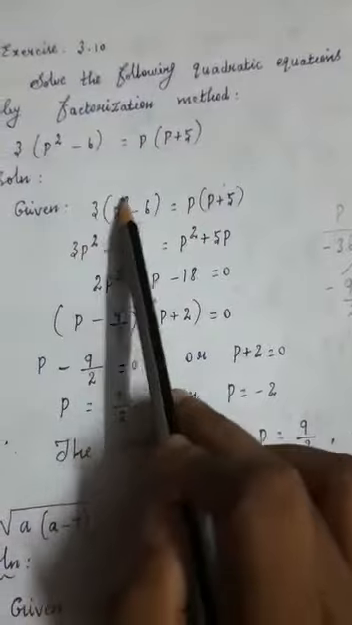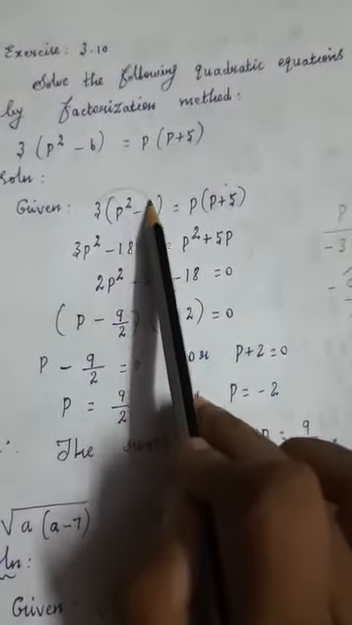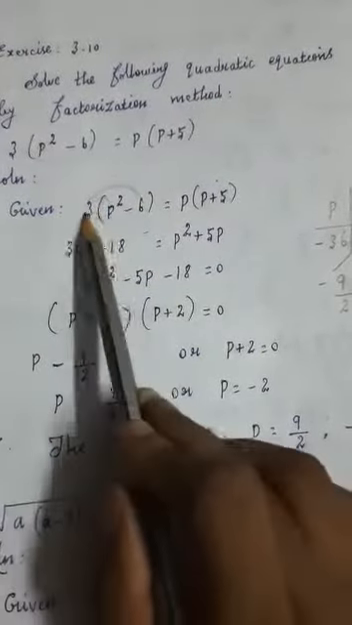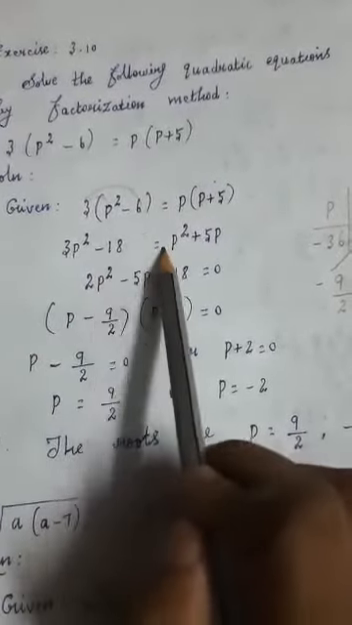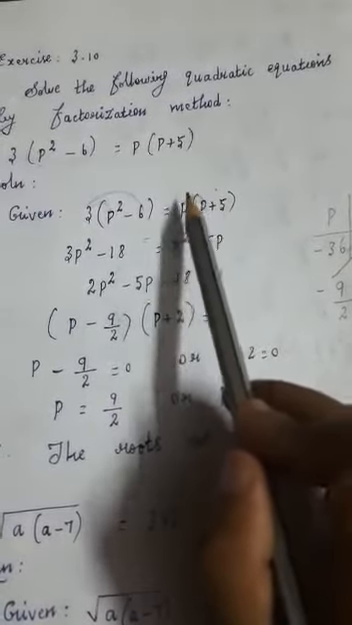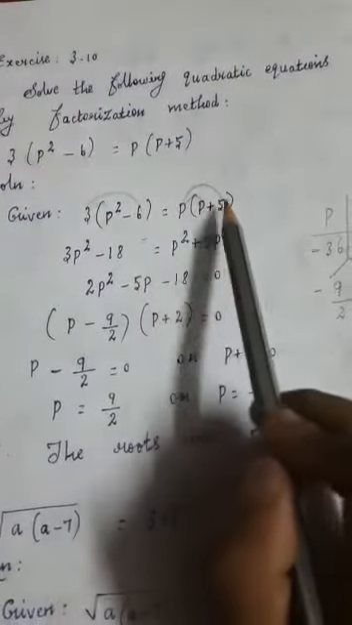This 3 is common for these two terms. So multiply the 3 inside, with the p square and then 3 into 6. 3 into p square, you know that is 3p square, minus 3 into 6, what is it? 18, is equal to. This p is also common for these two terms. So multiply p with the p, and then p with the 5. So p into p is p square, plus 5 into p is 5p.